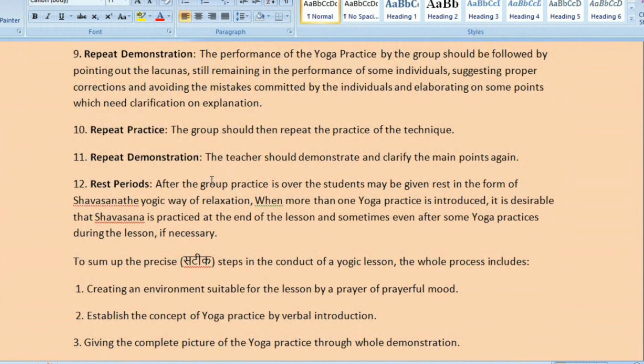Tenth point, repeat practice as well. The group should then repeat the practice of the technique. Repeat demonstration. The teacher should demonstrate and clarify the main points again.